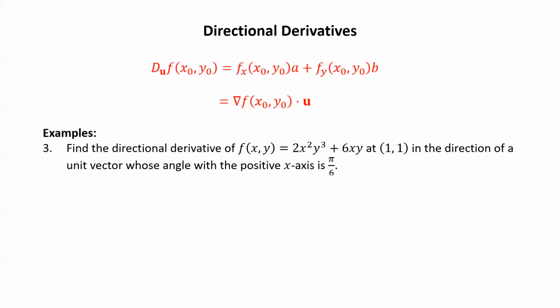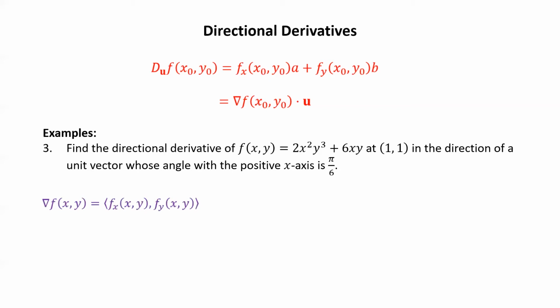Next one, find the directional derivative of f of xy equals 2x squared y cubed plus 6xy at 1, 1 in the direction of a unit vector whose angle with the positive x-axis is pi over 6.